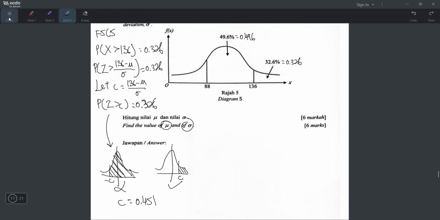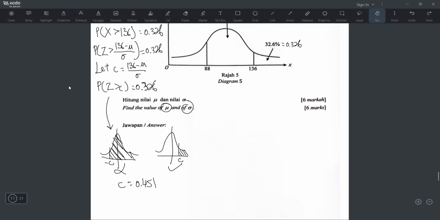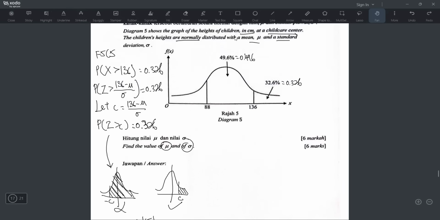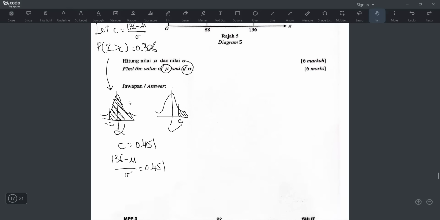Okay, I'm done with the first part. No, it's not done yet. The C, don't forget to change back to 136 minus mean over standard deviation equals 0.451. But I cannot do anything from here because I don't have the mean and standard deviation, and this equation has 2 unknowns. So later I have to find another equation here and then do simultaneous equations, right? But later when you do the other one, you will end up with something like this also. So what I can do is find standard deviation. Yeah, I can make the standard deviation single.